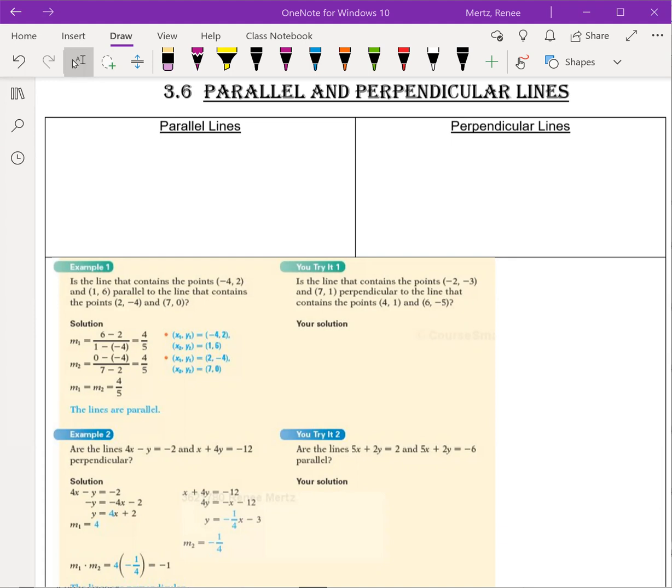We're going to go through how to find the slopes, see if lines are parallel by looking at their slopes, see if they're perpendicular by looking at the slopes, and then how to write the equation of a line that is parallel or perpendicular.